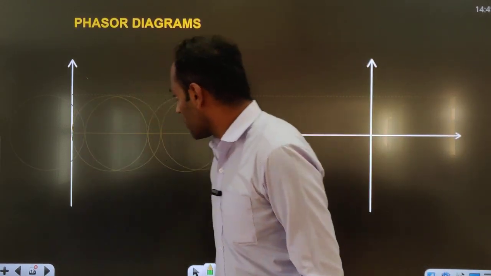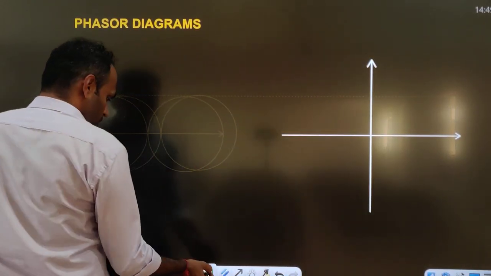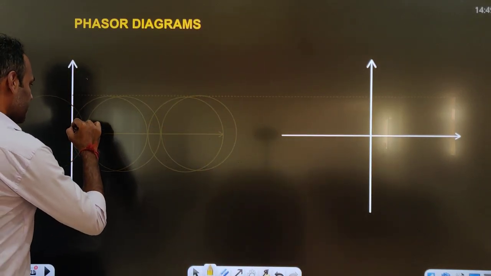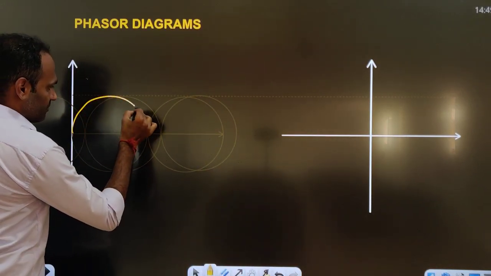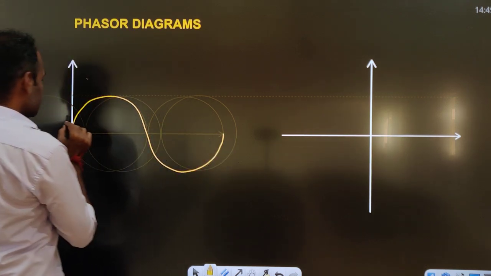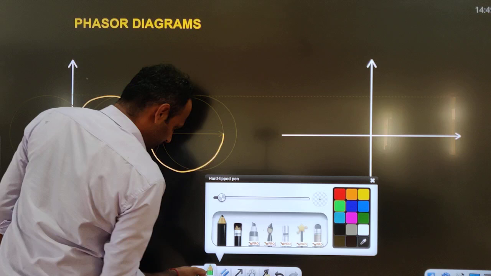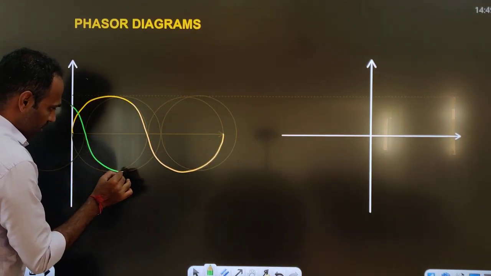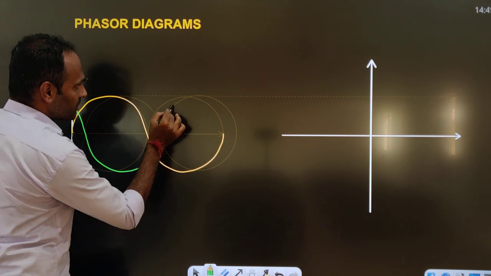I guess there is one more case. Okay, we'll see one more case here. One more case I will show. See. Here, let me take the first AC cycle like this. This is the first AC cycle, right? And we'll take the second AC cycle like this. So this is the second AC cycle.